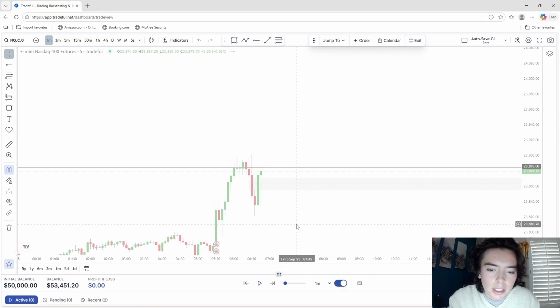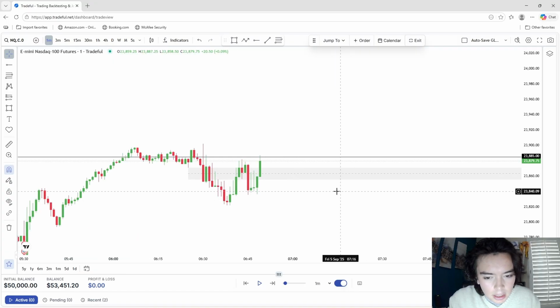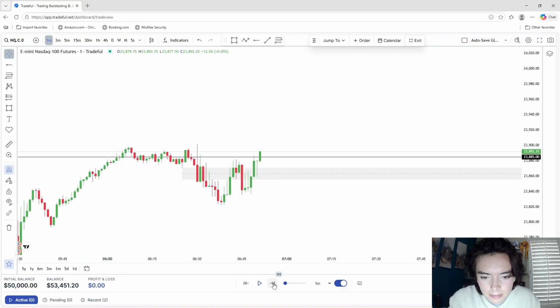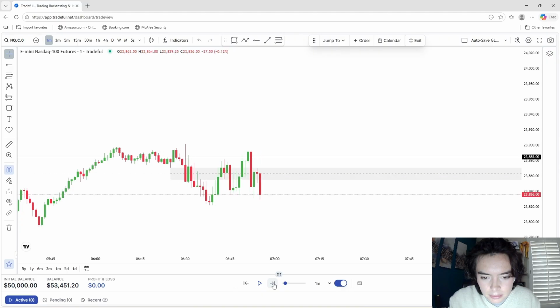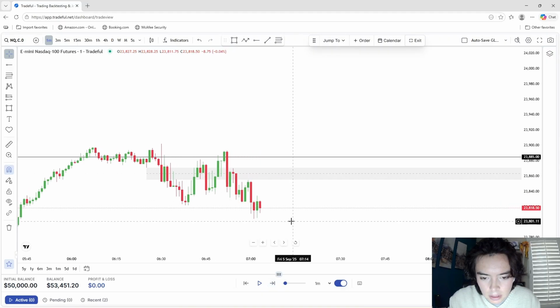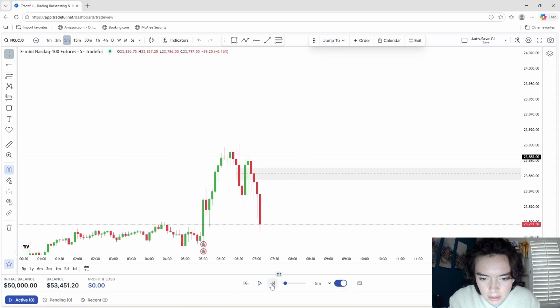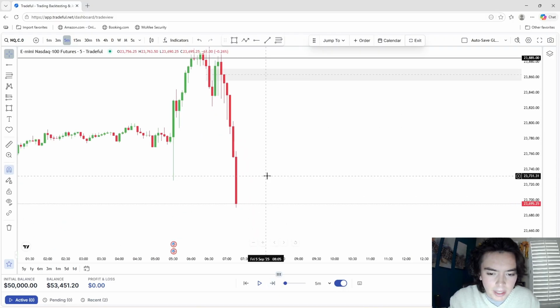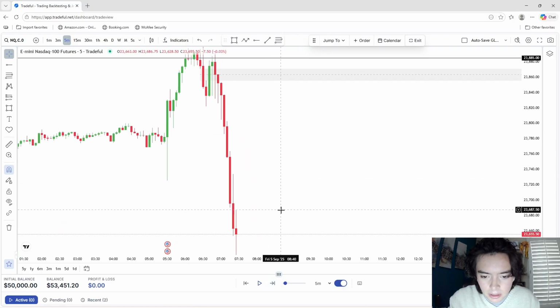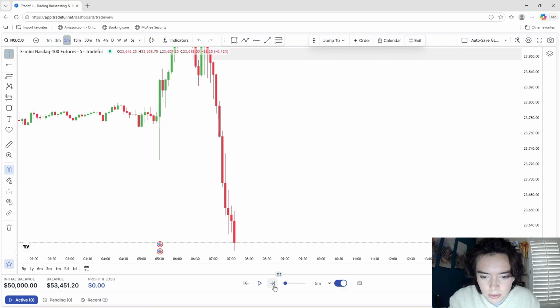Would I enter this trade? I mean, it's not horrible, but yeah, I'm going to stay away. Again, this price action doesn't look the best. Okay, so we do actually end up getting some displacement lower.